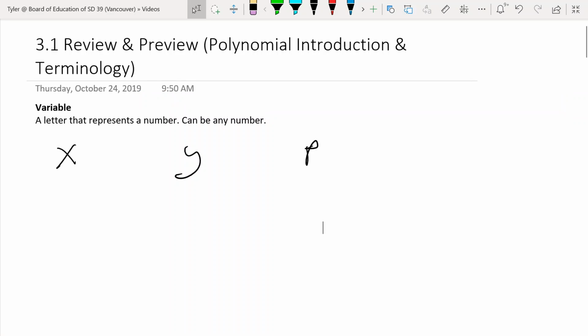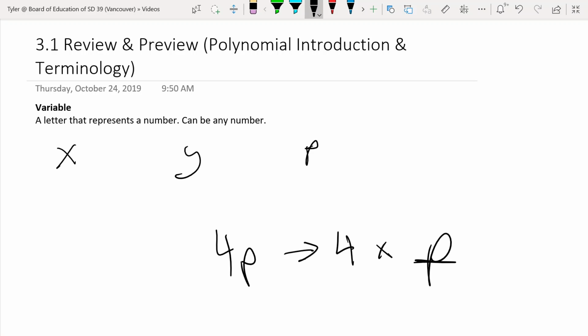First is variable. It's basically a letter that represents a number. We're going to be dealing with it in different situations. We've dealt with these before in different units, but like X, Y, P, any letter can represent a number in a situation. So you're going to have stuff like 4P, that really means 4 times some kind of number that you're not sure what it is. It's just represented by the letter P.